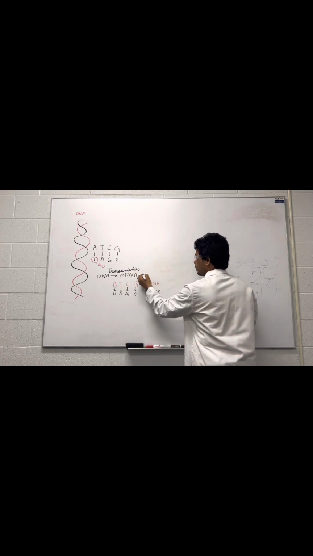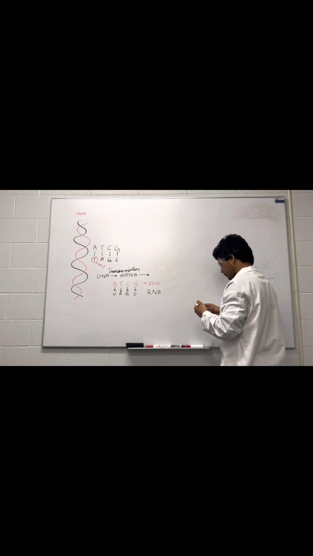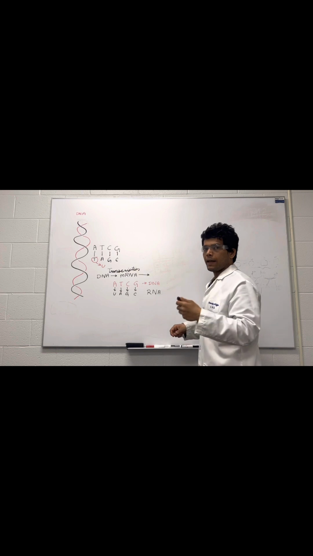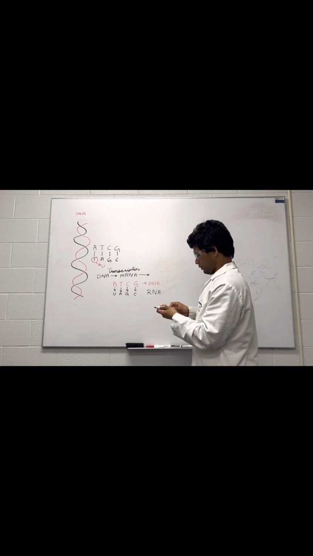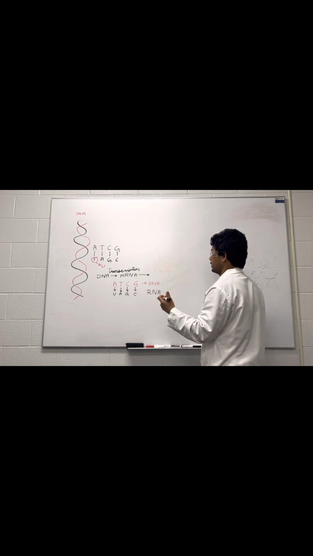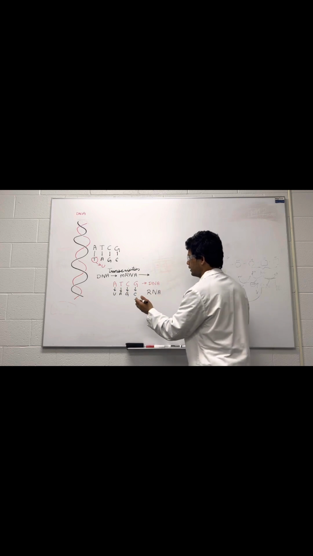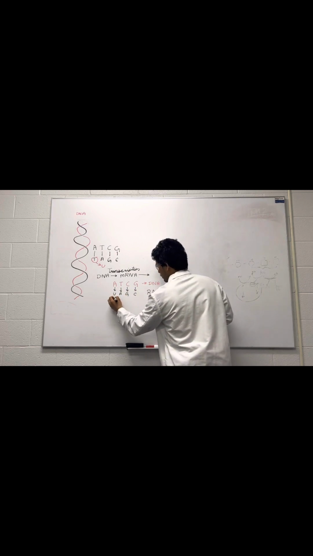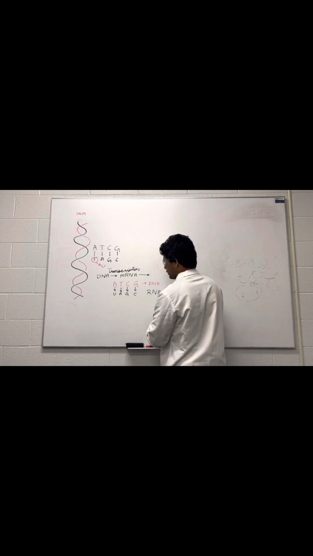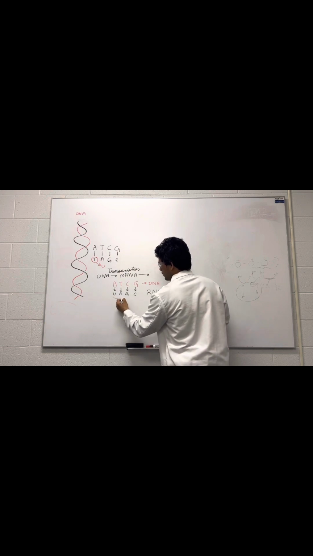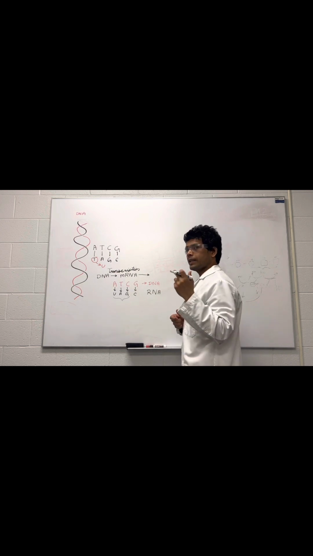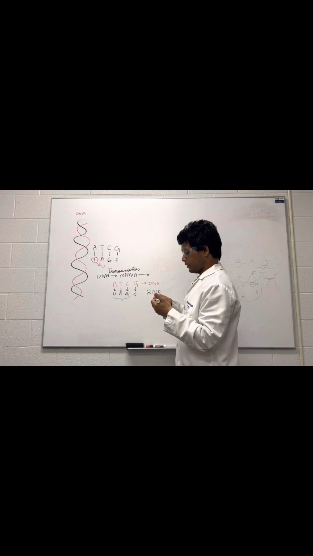From mRNA, now the protein will form with the help of the ribosome. What the ribosome does is read the RNA, and for every 3 bases, there is a specific amino acid assigned to every sequence of these bases.